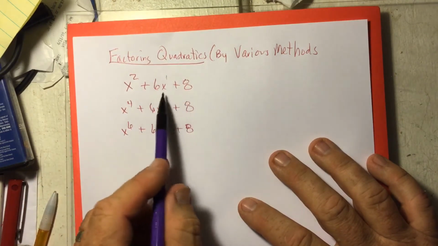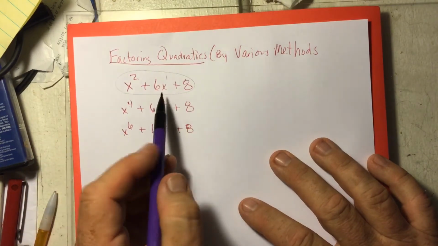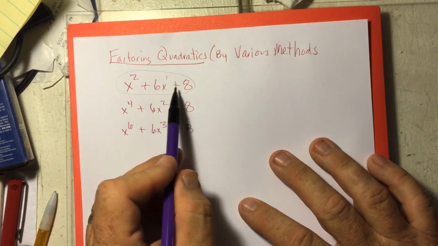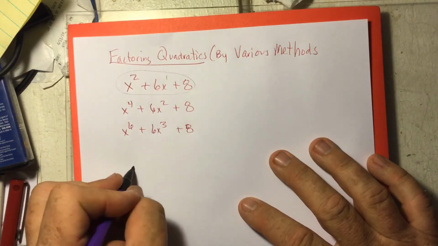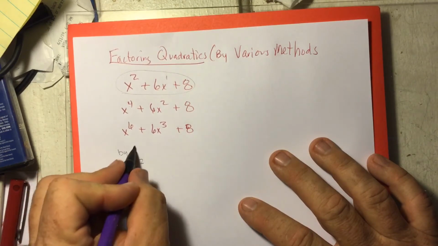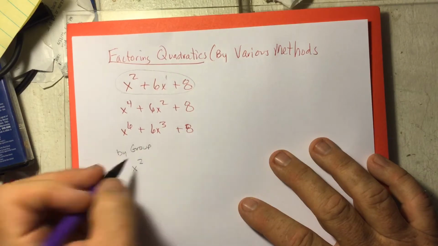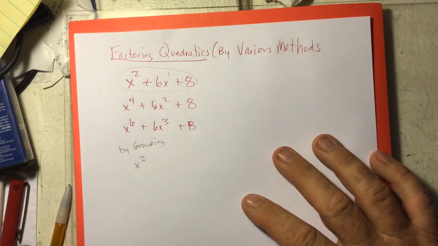So at this point, we can treat everything just like that. So let's just look at that one. I know some of you will find it very easy, but let's look at it in a different light. So we're going to do this by grouping, because this may help people work with it. So this is factoring by grouping.